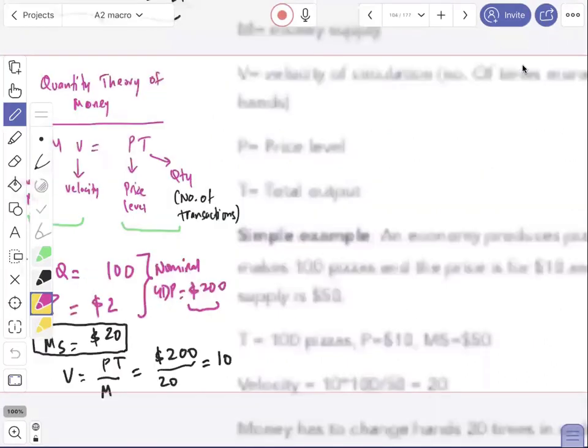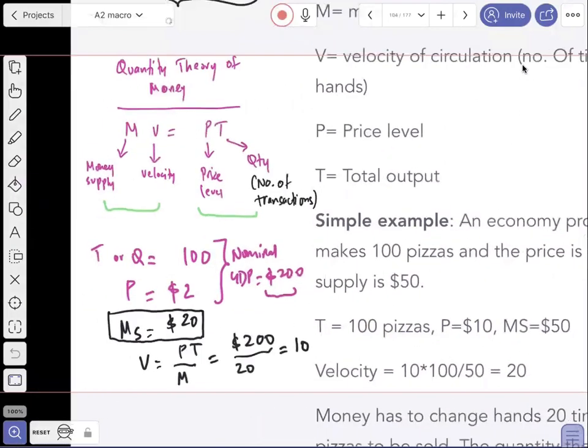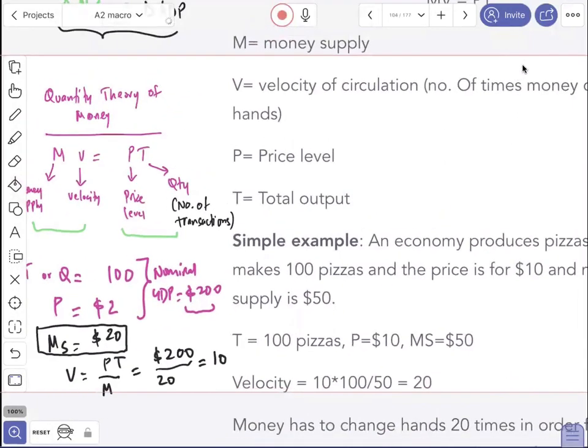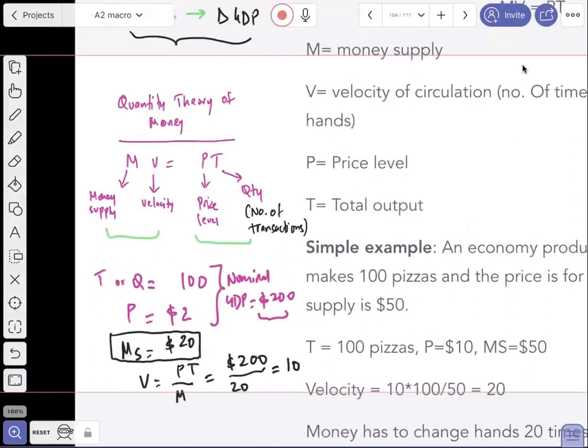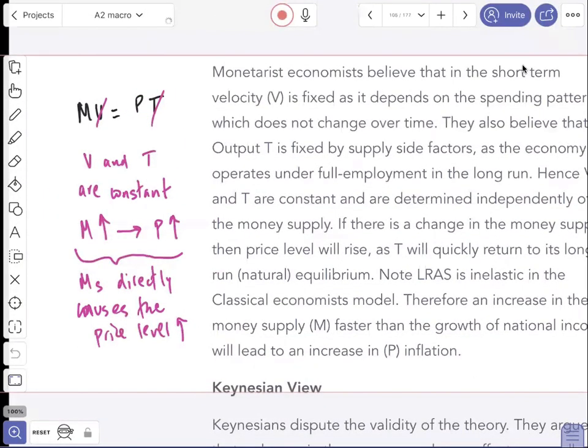Well, this was a page that we talked about last time. We said that MV equals PT is the equation that I explained. And when you look at MV equals PT, that's one way of looking at things. But how do we use this equation? Well, according to the monetarists, V and T are constant, and whenever M goes up, price level goes up.